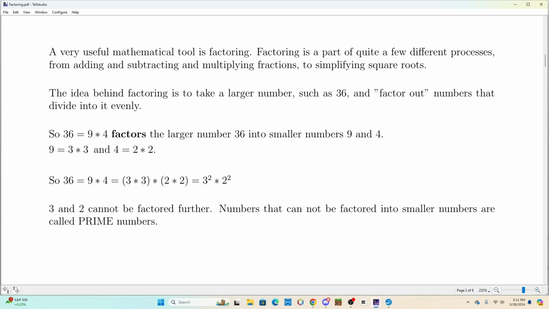Sometimes this is a multi-step process. First, factor 36 into 9 times 4, and then factor 9 and 4 into 3 squared times 2 squared. The numbers 3 and 2 cannot be further factored, since no numbers other than 1 and itself divide evenly into them. A number, such as 3 and 2, that cannot be factored into smaller numbers is called a prime number.